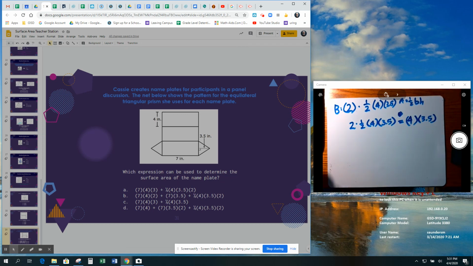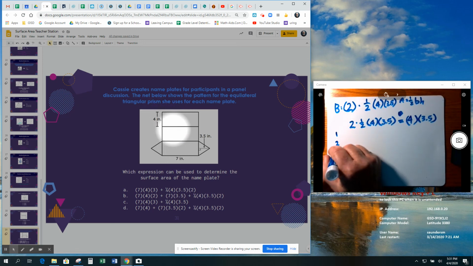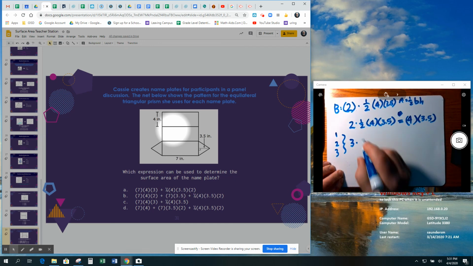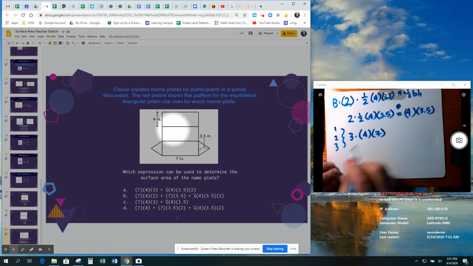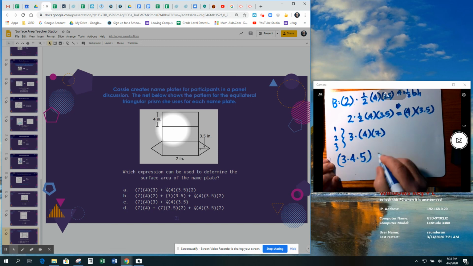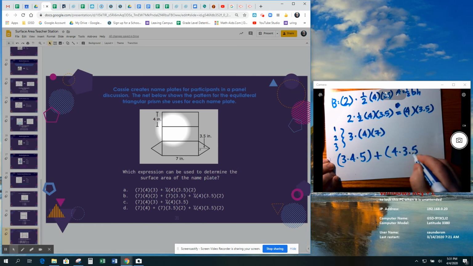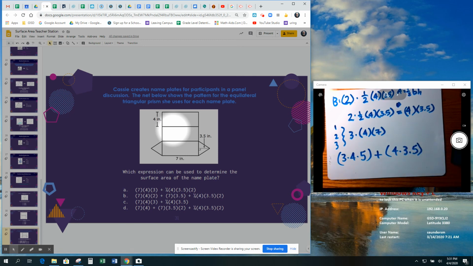Okay, then the other 3 sides are also going to be the same. So these are all going to be 4 by 7. So my sides 1, 2, and 3, they're all going to be the same. So I'm going to say 3 times 4 times 7. And so the total surface area would be the sum of those two things. So 3 times 4 times 5 plus 4 times 3.5. Okay, do we have one of those?